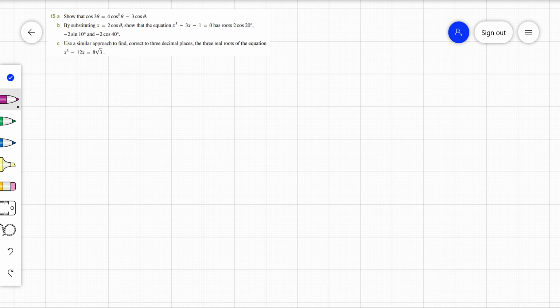So it says use a similar approach, but this time it's x cubed minus 12x. If I put in a 2 cos theta, I'm going to get an 8 and a minus 24, so an 8 and a 24, which is not in the same ratio as 4 to 3. If I put a 3 in, I would get a 27 to a 36. Again, that doesn't work. What about if I put a 4 cos theta in? I think that works, so let's try it.